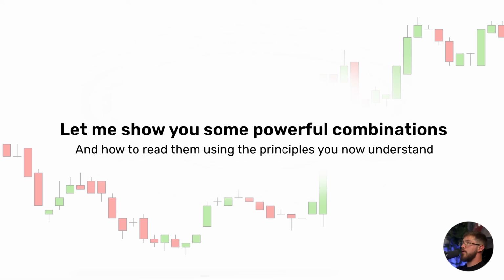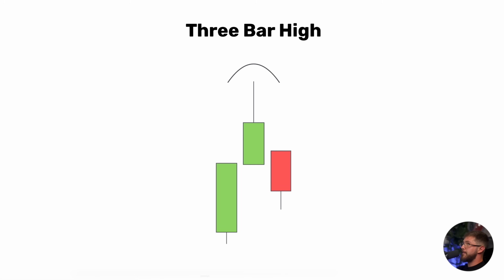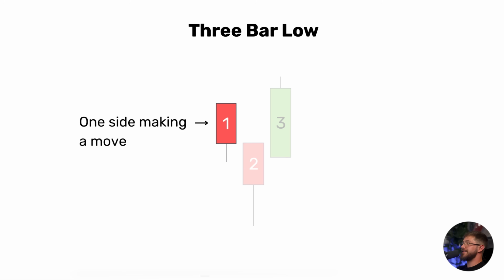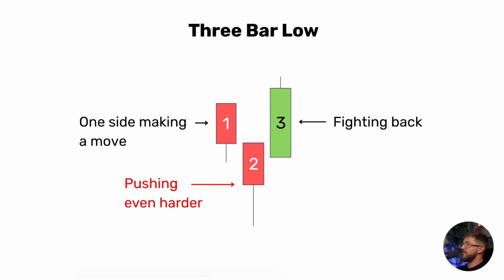Let me show you some of the most powerful combinations you'll see in a live market and how to read them using the principles you now understand. A 3-bar high happens when you see 3 consecutive candles where the middle candle has the highest high. A 3-bar low is when the middle candle has the lowest low. But here's what's really happening when you see these formations. The first candle shows one side making a move. The second candle shows them pushing even harder to an extreme. They're really trying to break through or break down. And the third candle shows the other side fighting back and rejecting that extreme completely.